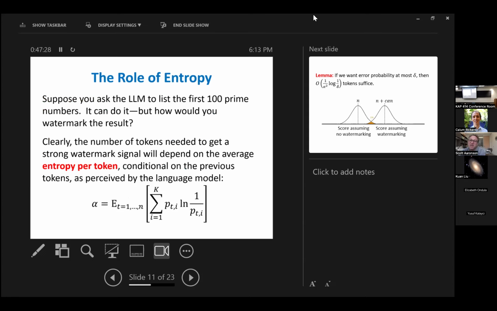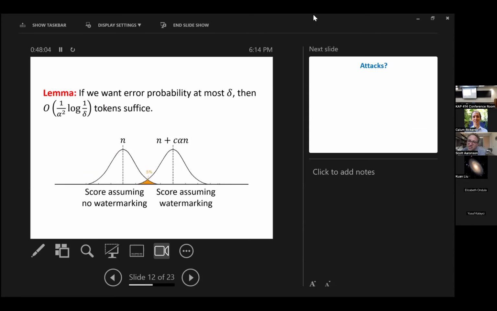And so there is this measure that we could define of, let's say, the average entropy per token, conditional on the previous tokens, as perceived by the LLM itself. I'm going to call that alpha. In typical LLMs, alpha might be approximately 1 bit per token. And alpha is going to parameterize, or control, how many tokens we need to embed a watermark at a given level of certainty. It now starts looking like an ordinary statistics problem.